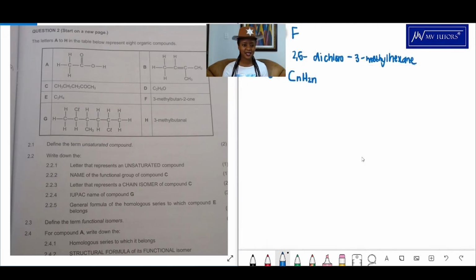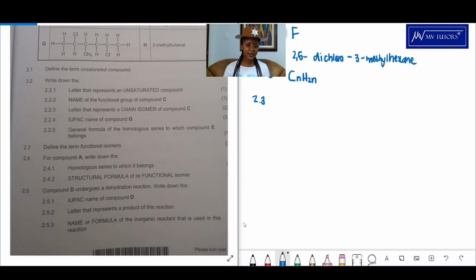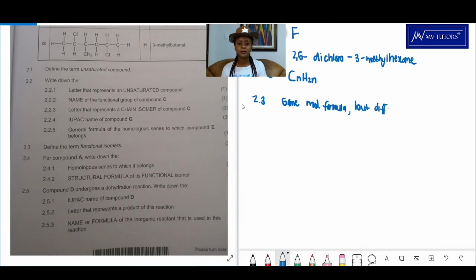Okay, 2.3. Define the term functional isomers. So functional isomers, guys, have the same molecular formula. If you write down the molecular formula, it's the same, but they belong to different homologous series or different functional groups.